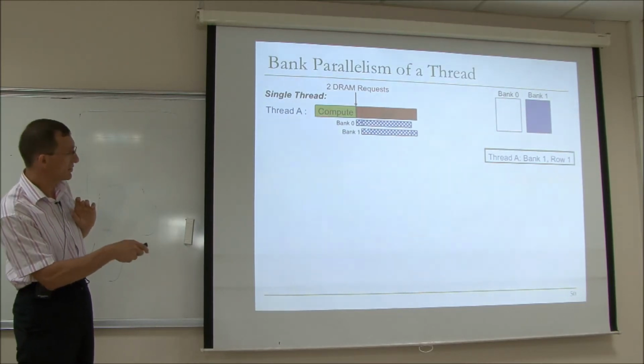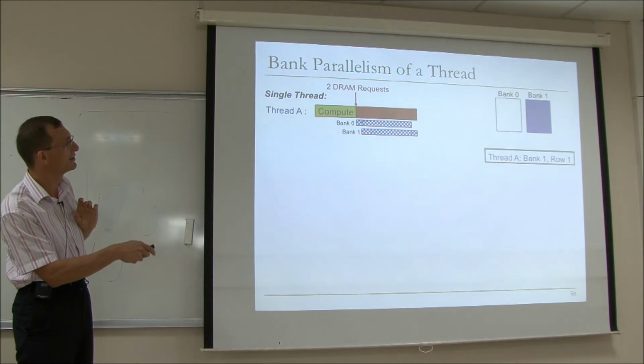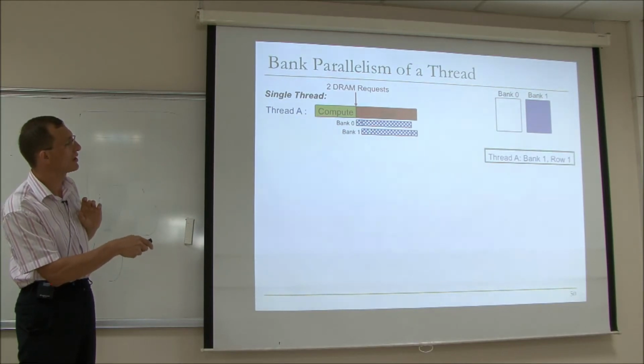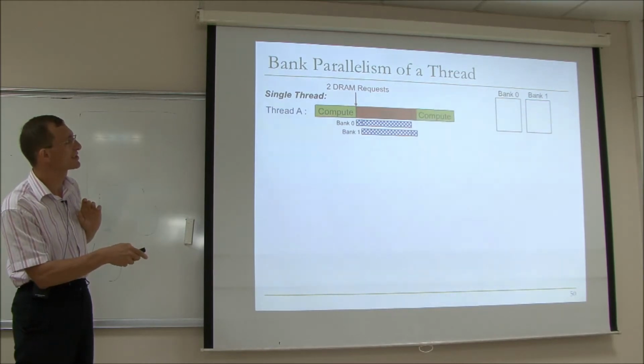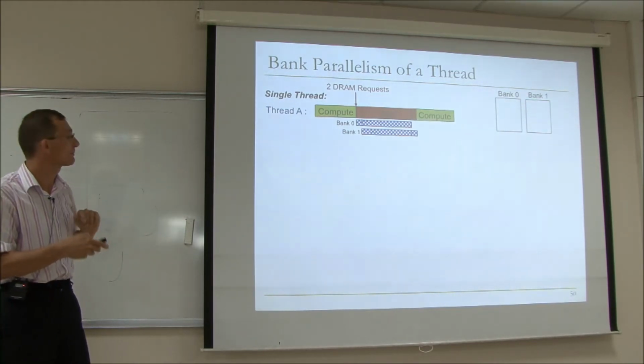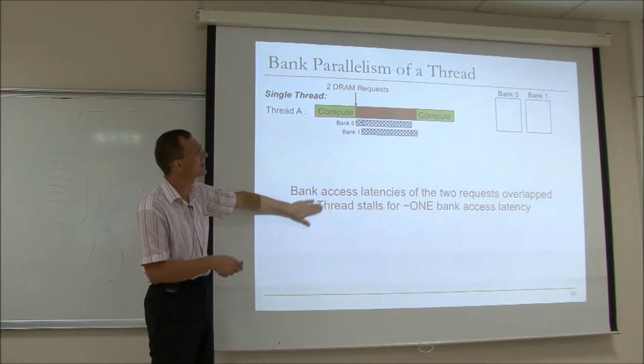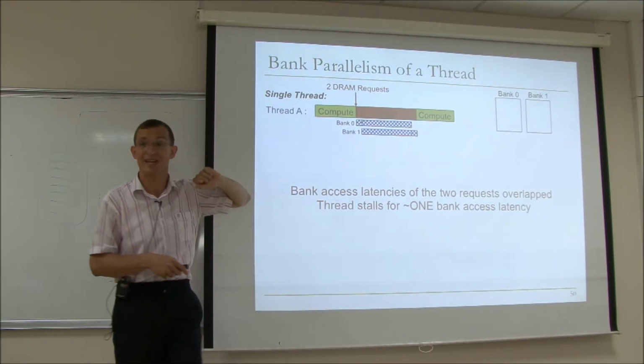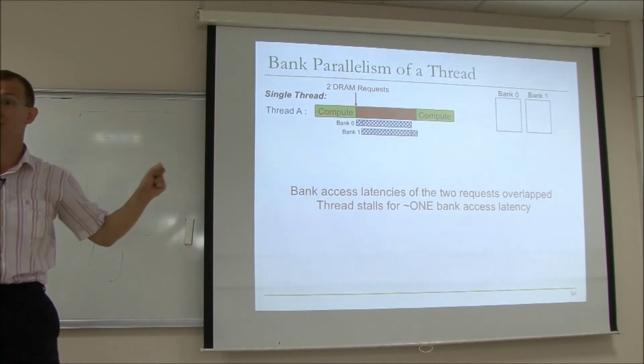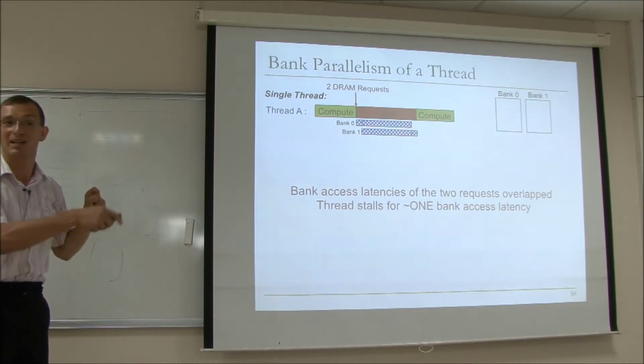You see that in this timeline, both bank 0 and bank 1 are servicing requests from the same thread. And when both requests are done, the thread can continue computation. If you look at this, the bank access latencies of the two requests are overlapped. And each thread stalls for approximately 1 bank access latency, instead of 2. That's the beauty of memory level parallelism and bank level parallelism.